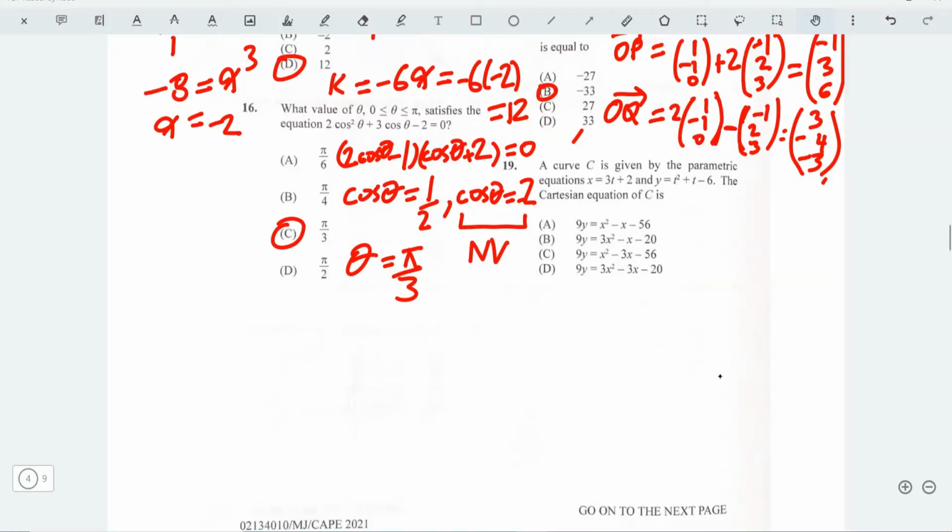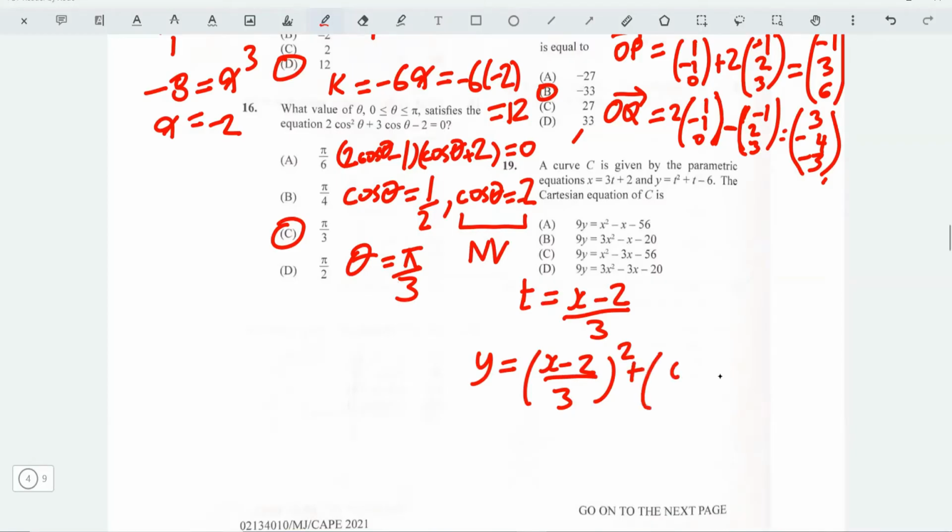Question 19. This looks like a repeat, but for some reason, again, the option is not coming directly back to me. So first thing, we just need to make t the subject in x. So t would be equal to, bring over the 2 and divide by 3. t is x minus 2 over 3, and then substitute it in y. y is equal to t squared plus t minus 6, so it's x minus 2 over 3 squared, plus x minus 2 over 3, minus 6. Then we need to simplify for y.